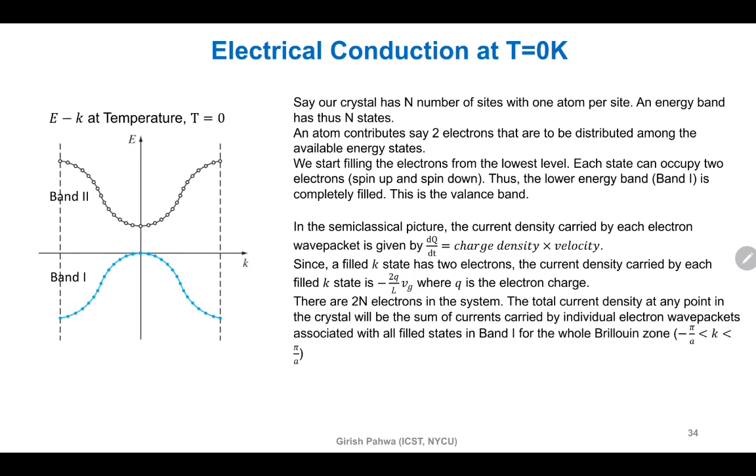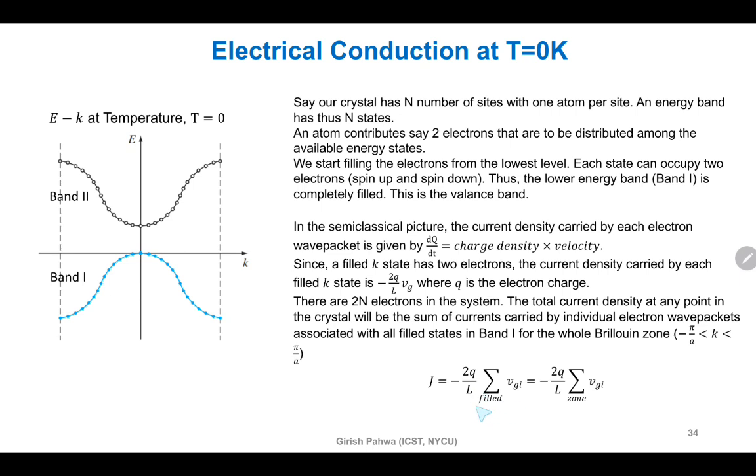What is the total current? Total current is going to be what? You will have to sum up all these currents over all the filled states. How many filled states do we have? Filled state means the state which has electrons. All of those states will contribute to current. These will not contribute to current. These are empty states, there is no electron in them. Only the states which have electrons, and those are moving electrons, will contribute to current. So you will sum up over the filled states.